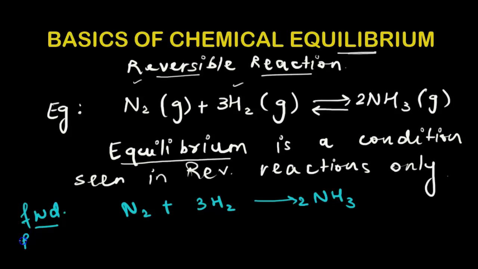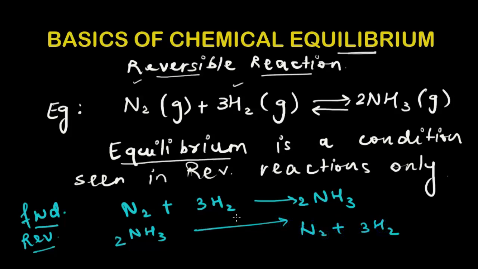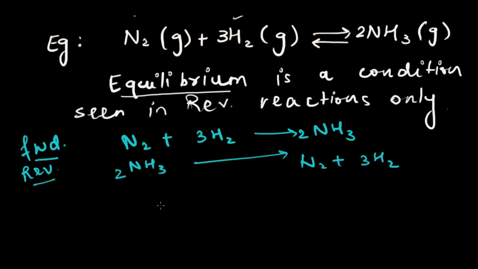The other reaction is called the reverse reaction, and that is the reaction in which NH3 breaks down into N2 and 3H2. Now we have learned in the chemical kinetics unit that when a reaction proceeds, it proceeds with a certain speed. That is called the rate of reaction. Forward reaction has its own rate, defined as the rate of forward reaction. Rate means the speed at which ammonia is being formed. The reverse reaction rate is the speed at which nitrogen and hydrogen are being formed.